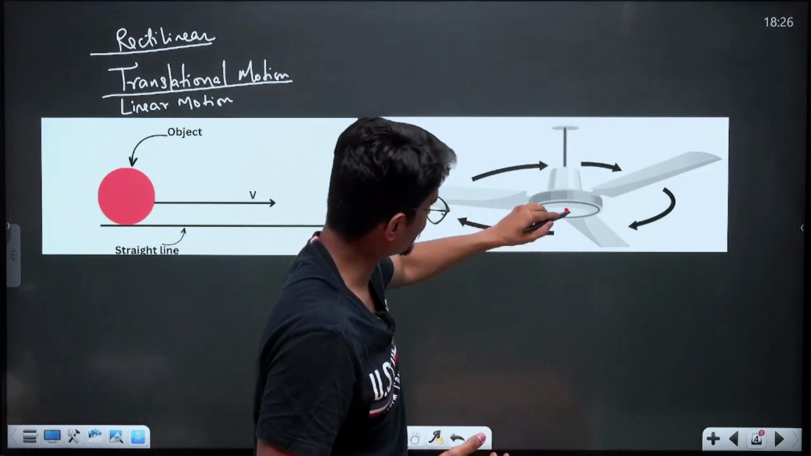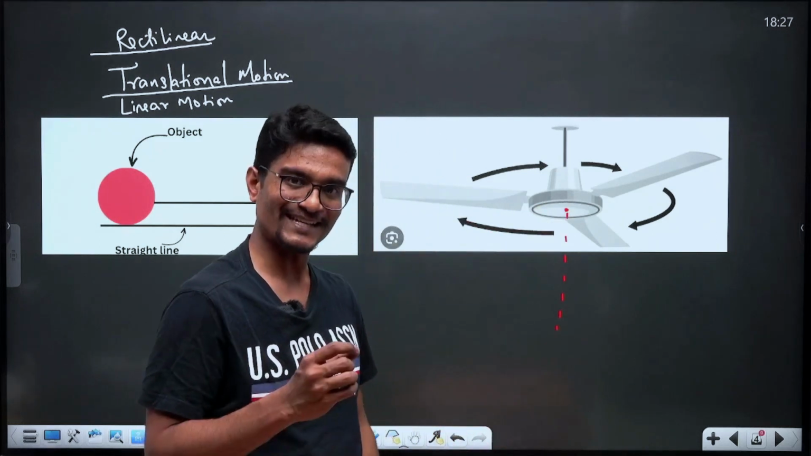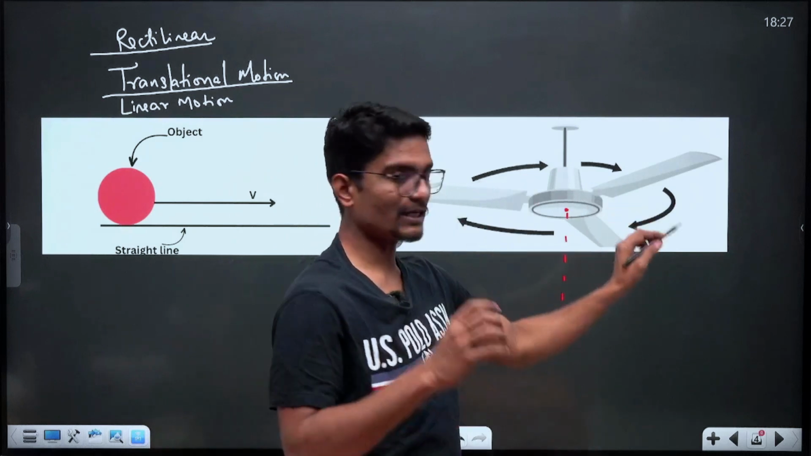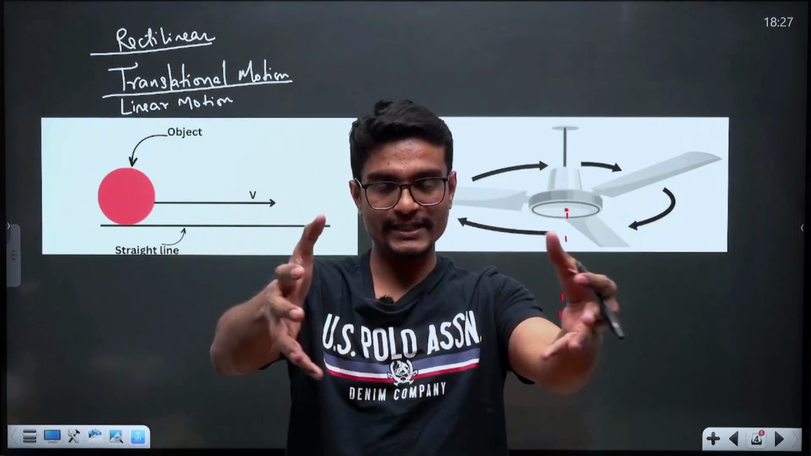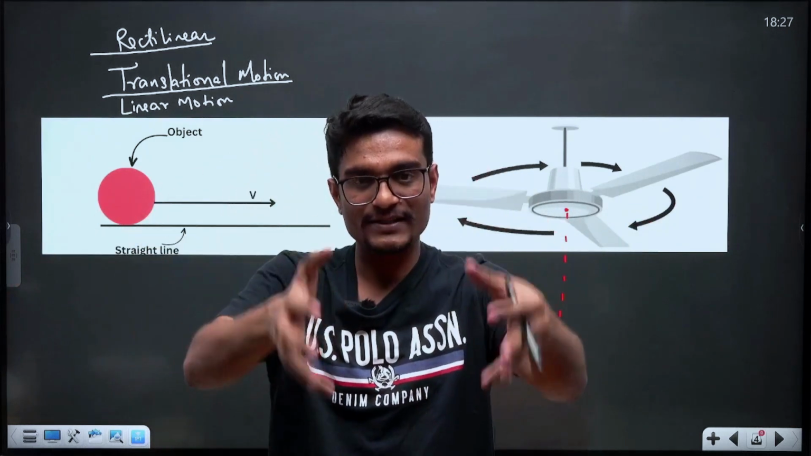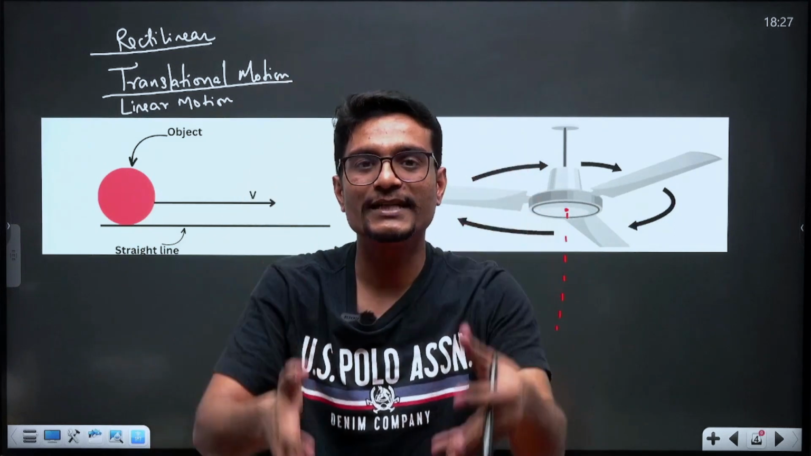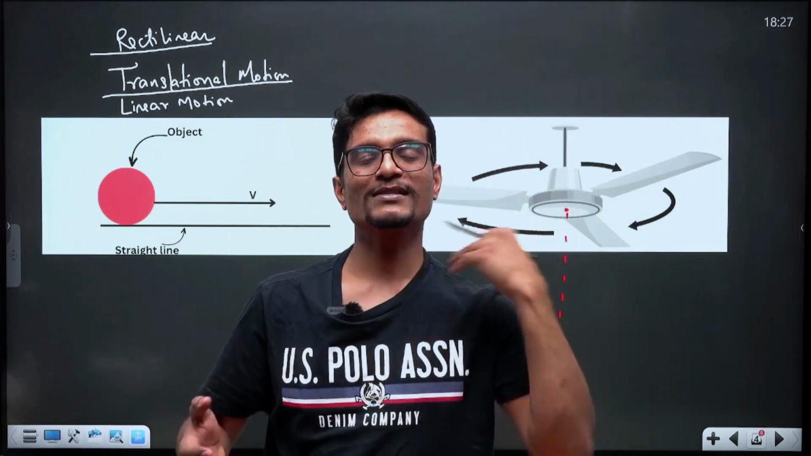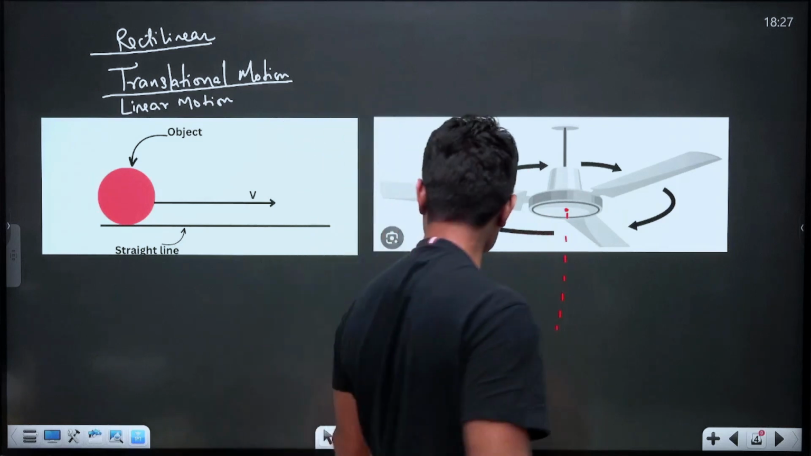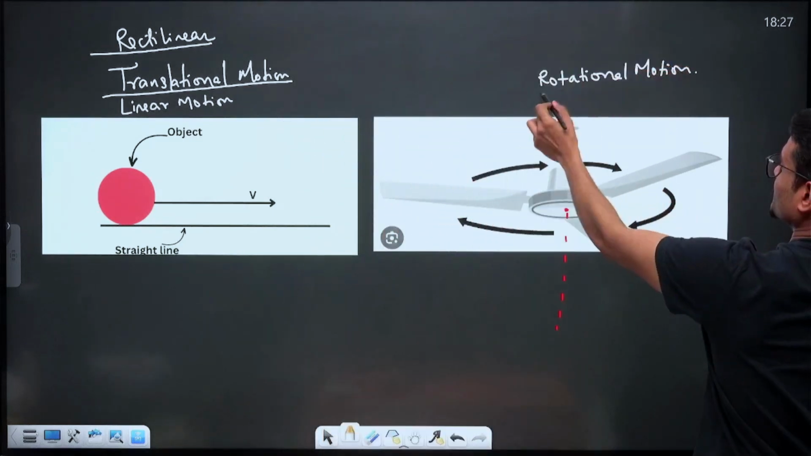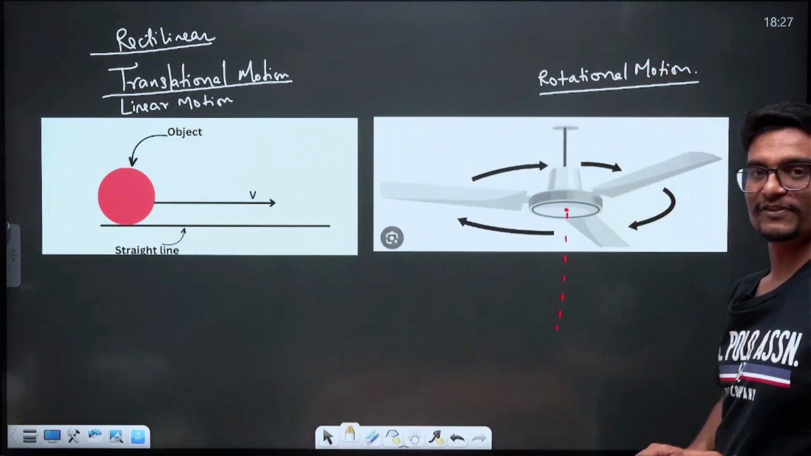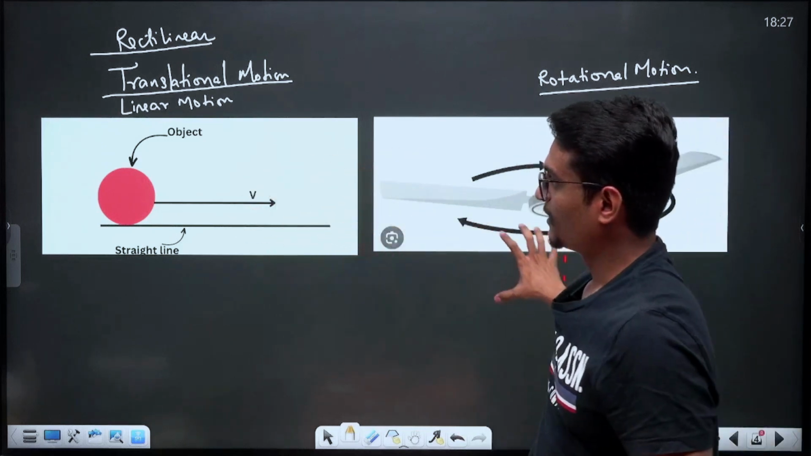This is the fixed axis. Yes. So you can see the body itself is not changing its position. The center itself is not changing its position, but it is rotating about some axis, and this is called a rotational motion. So this is the difference between these two motions.